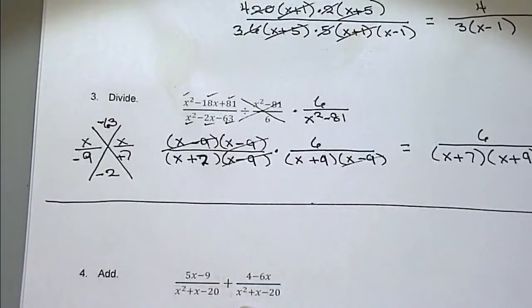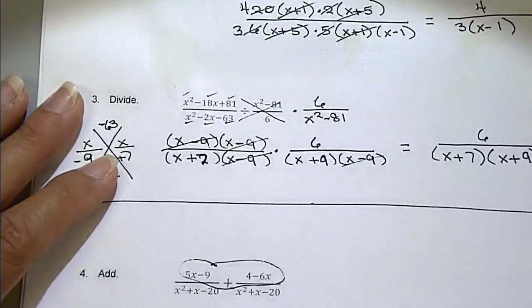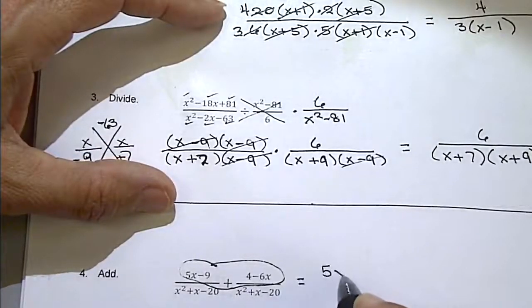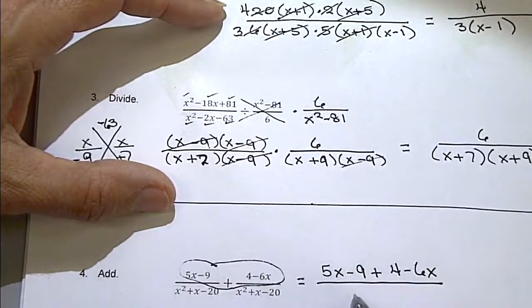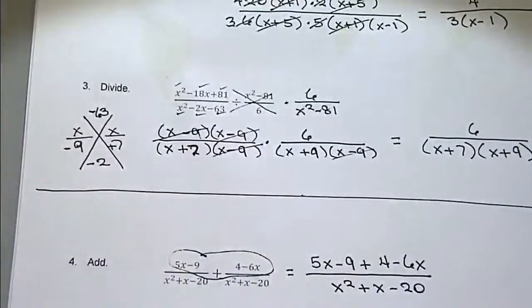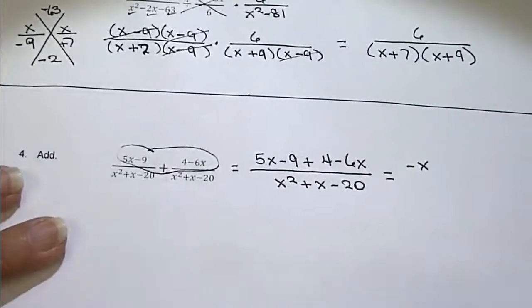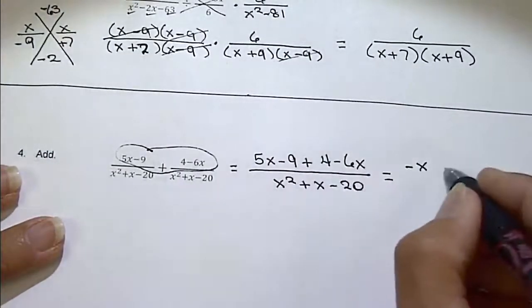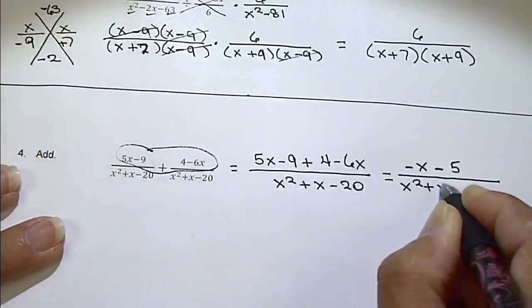The denominators match. So all we have to do is the math with everything in the numerator, okay? So in other words, what this is really equal to is 5x minus 9 plus 4 minus 6x all over that common denominator of x squared plus x minus 20, okay? All right, now, let's combine like terms in the numerator. I've got 5x minus 6x. I'm going to put the x's first. I've got a negative x, don't I? And then I've got negative 9 plus 4. Well, that's going to give me negative 5 all over x squared plus x minus 20.